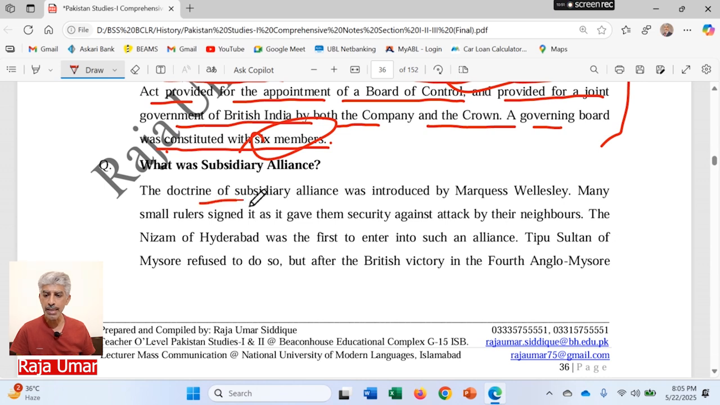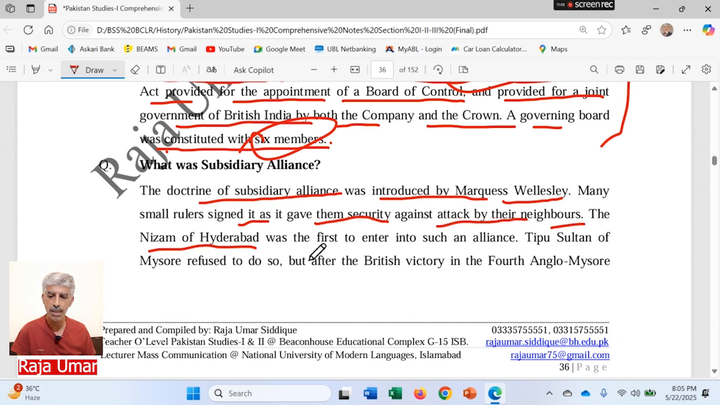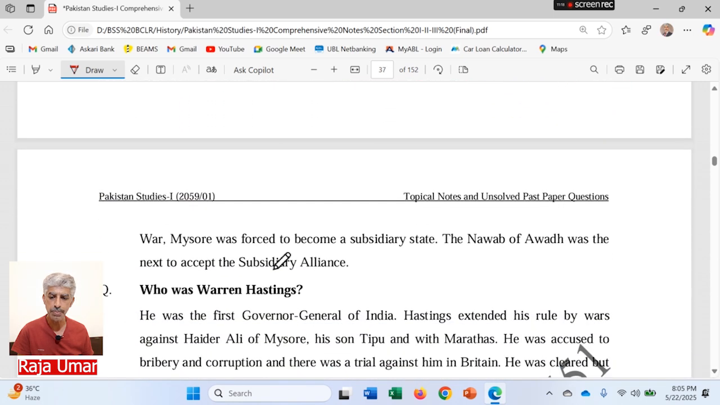What was the subsidiary alliance? The doctrine of subsidiary alliance was introduced by Lord Wellesley. Many small rulers signed it as it gave them security against attack by their neighbors. The Nizam of Hyderabad was the first to enter into such an alliance. Tipu Sultan of Mysore refused to do so, but after the British victory in the Fourth Anglo-Mysore War, Mysore was forced to become a subsidiary state. The Nawab of Oudh was the next to accept the subsidiary alliance.